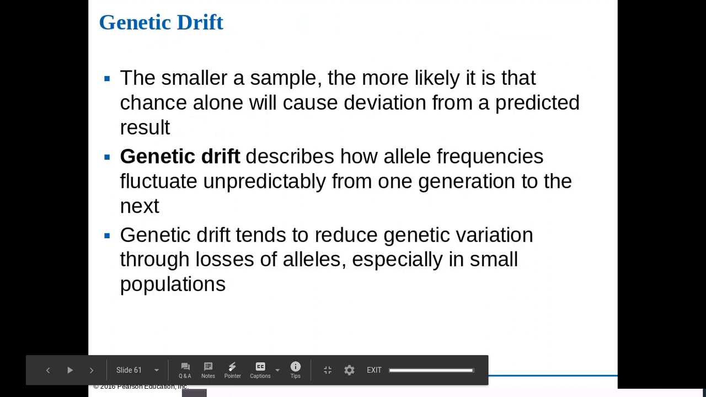population. Genetic drift is when alleles kind of, quote unquote, drift randomly and unpredictably from one generation to the next. And usually this results in the loss of certain alleles when we have small populations.